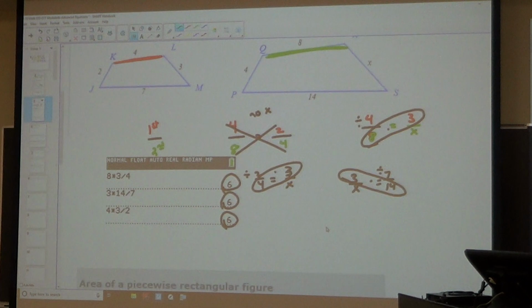Is that good? Yes, ma'am. You just have to have X in the problem. Okay. And if you do 4 over 8, you have to do 3 over X. You can't do 4 over 8 and then X over 3. You have to go in the same direction.